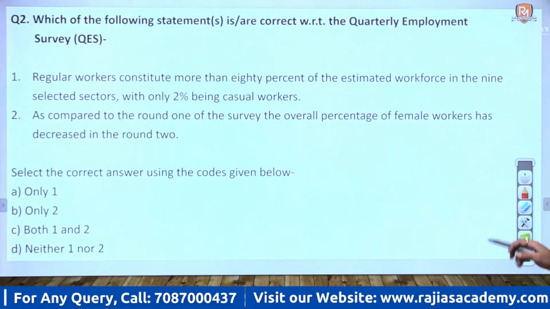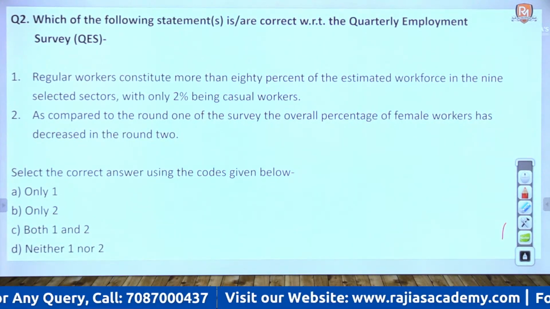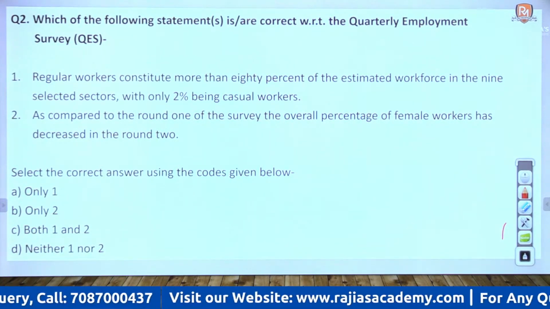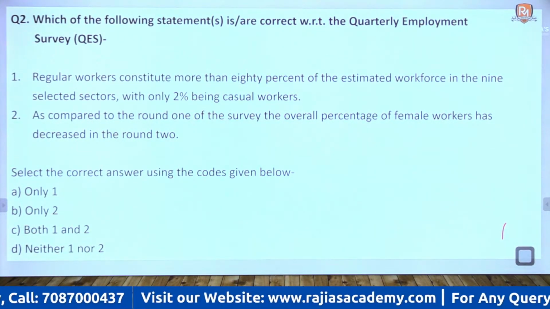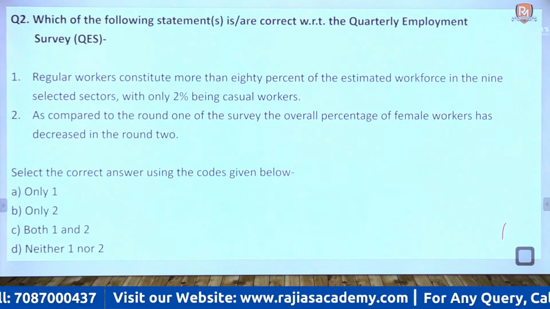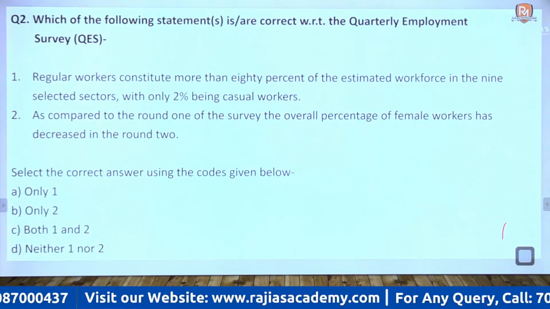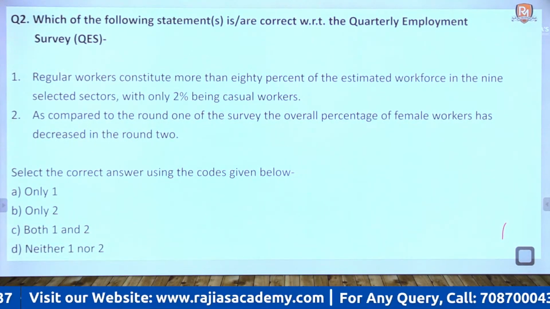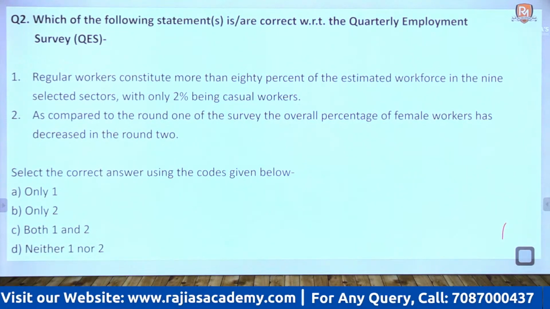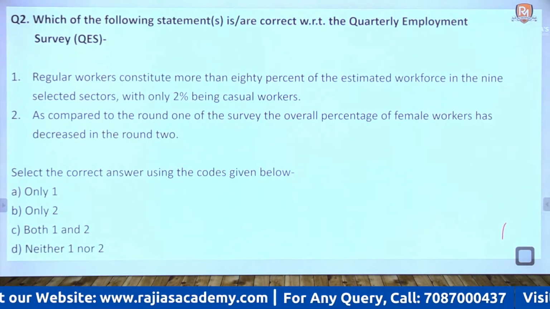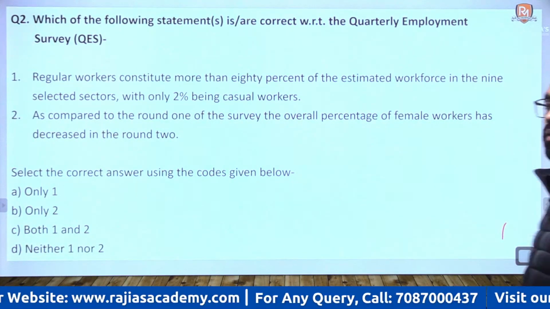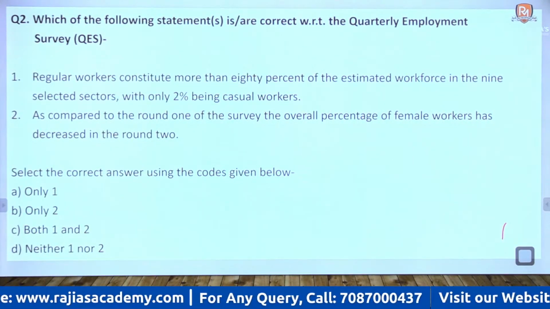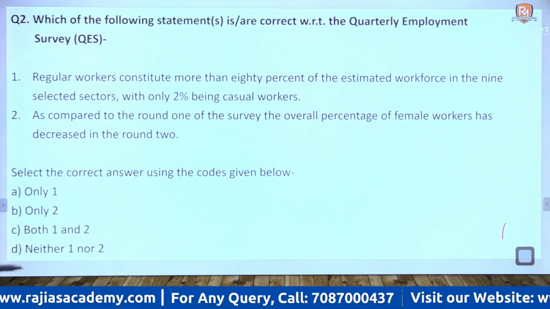Let's take a look at this question now. We are going to discuss some of the things through the question itself. So the question reads, which of the following statements is or are correct with respect to the quarterly employment survey? First, regular workers constitute more than 80% of the estimated workforce in the 9 selected sectors, with only 2% being casual workers. Second, as compared to the round 1 of the survey, the overall percentage of female workers has decreased in the round 2. Yes, what do you think should be the right answer here? Only 1, only 2, both 1 and 2, neither 1 nor 2.